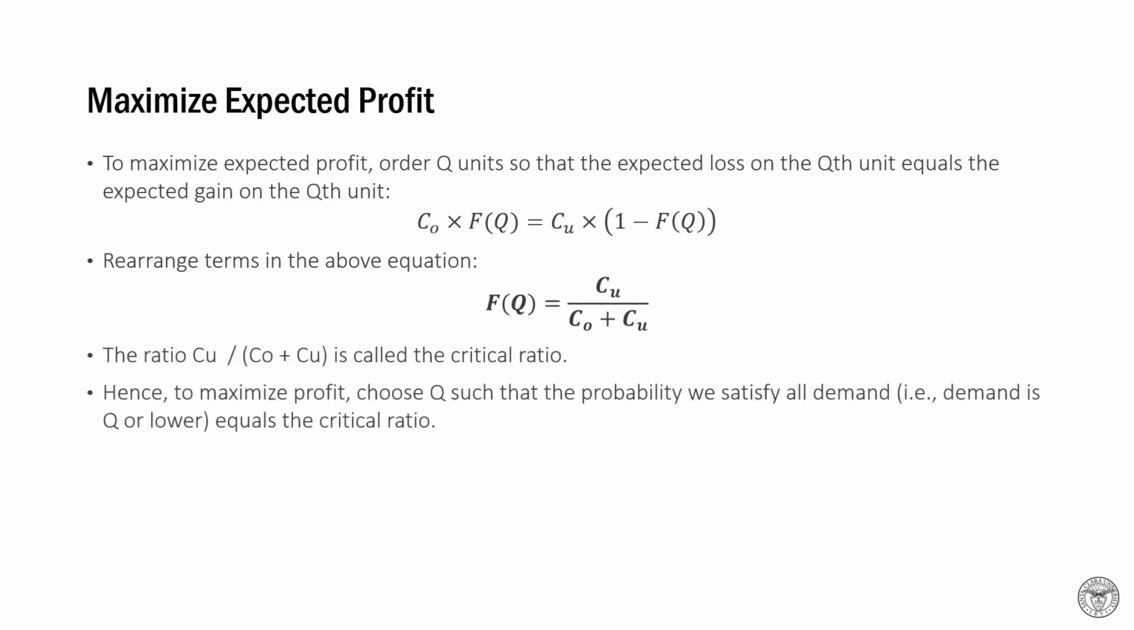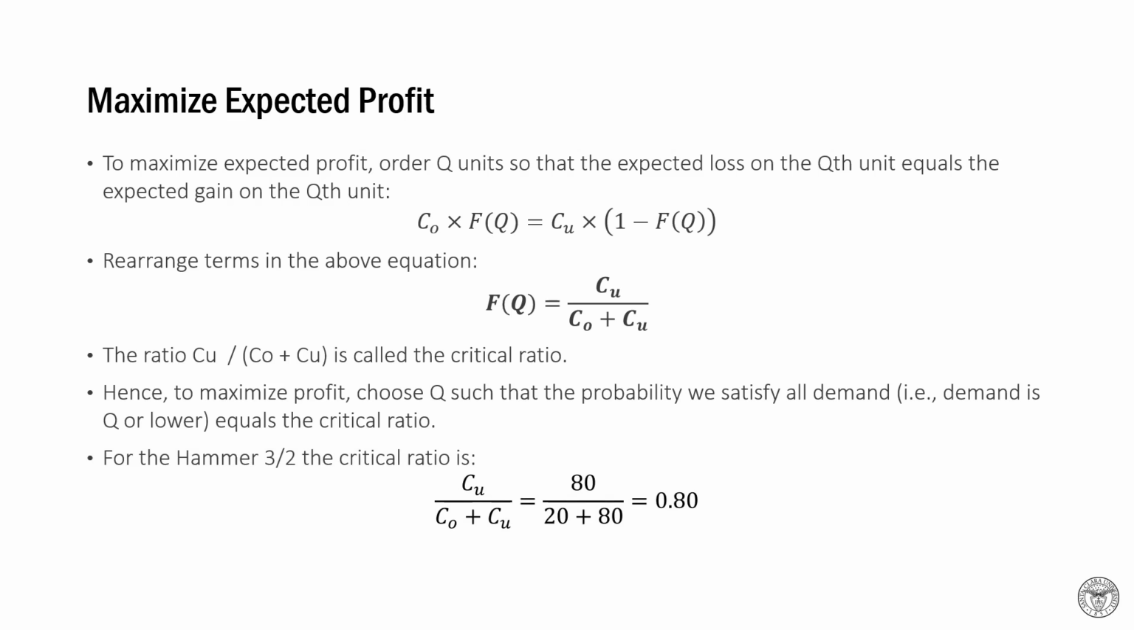The critical ratio represents the probability that we can satisfy all demand. That is, demand is Q or lower. In essence, to maximize profit, we should choose an order quantity Q that aligns with this critical ratio.